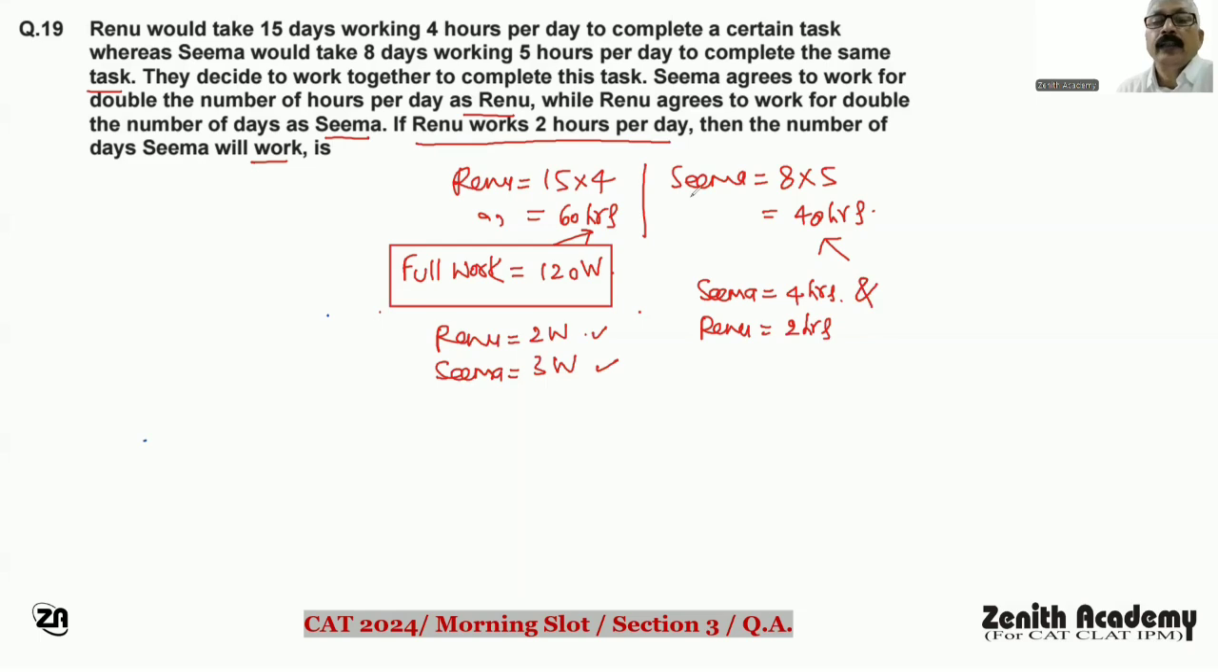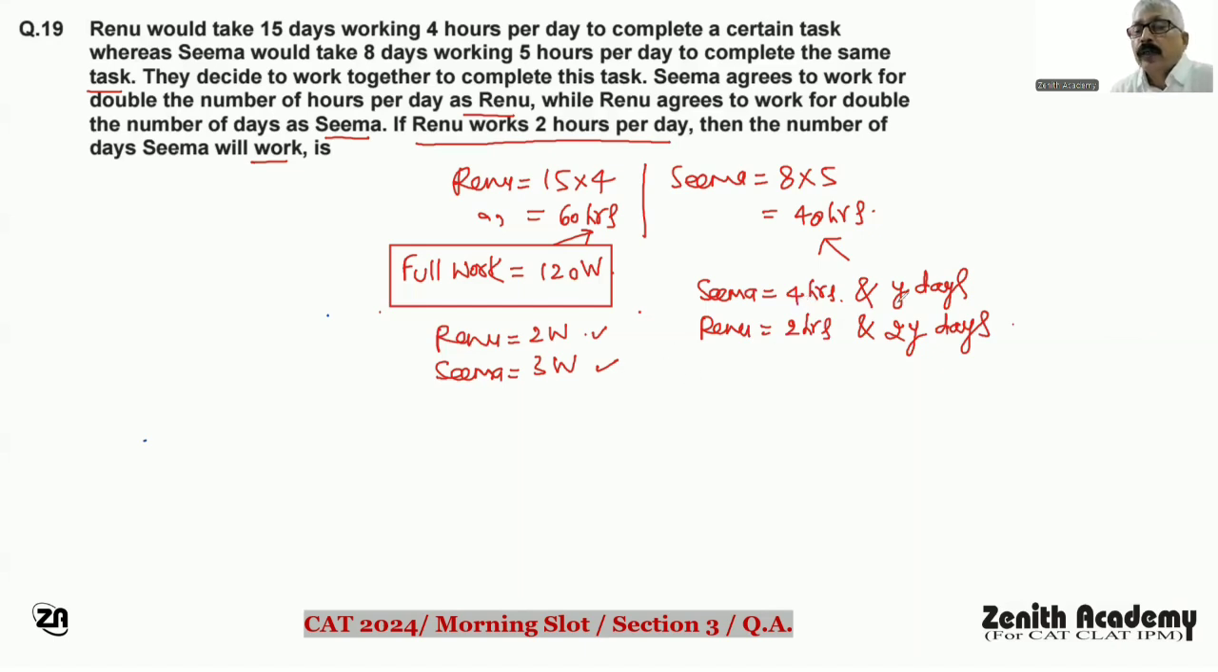And it was given that Renu agreed to work for double the number of days as Seema. So if Seema works daily for 4 hours for Y days, Renu will work for 2Y days. So now the whole work is 120.